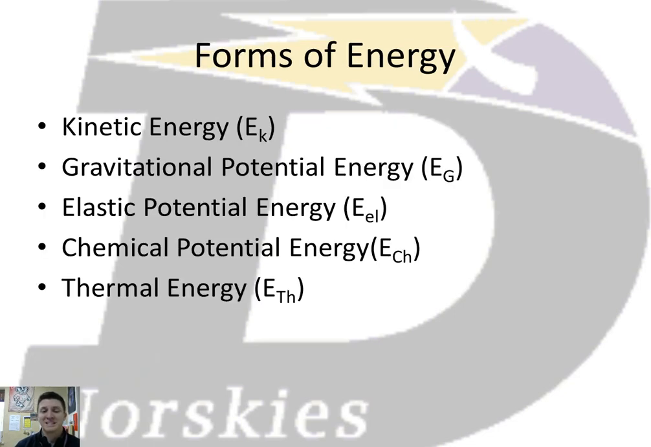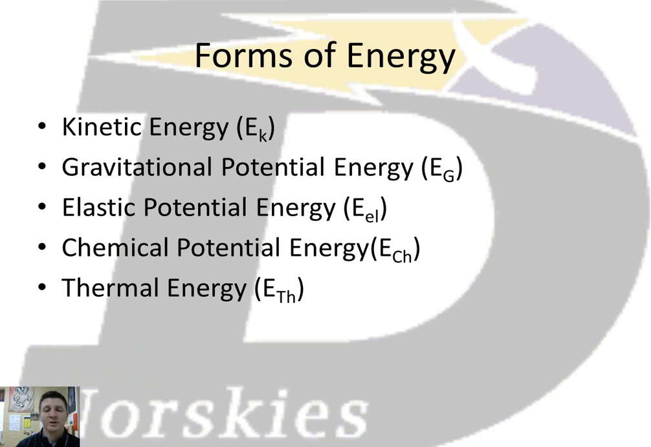So what forms exist? You probably have heard of some of these forms already. But you will have to memorize these 4 main forms of energy. Number 1, kinetic energy, which we abbreviate EK. Gravitational potential energy, which is EG. Elastic potential energy, which is EL. Chemical potential energy, which is ECH. And then thermal energy, which is ETH.